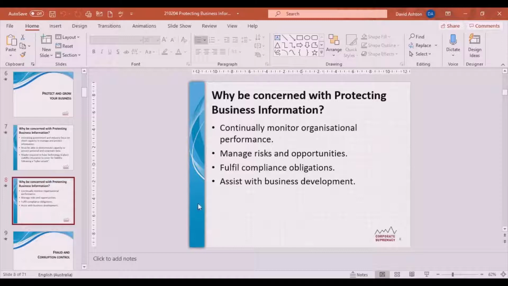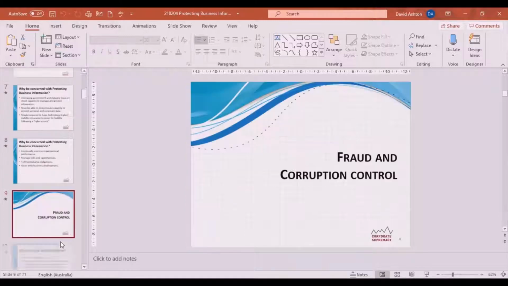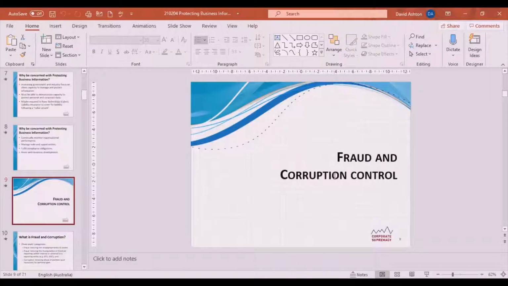We're now going to look at some of the issues that you need to be across. The first one is fraud and corruption control in your business. You're probably thinking of fraud and corruption in terms of government and big business, but it could quite easily happen in smaller businesses. Remember, whilst you may be a small business at this point in time, where are you going to be in 3, 5, 10 years' time?